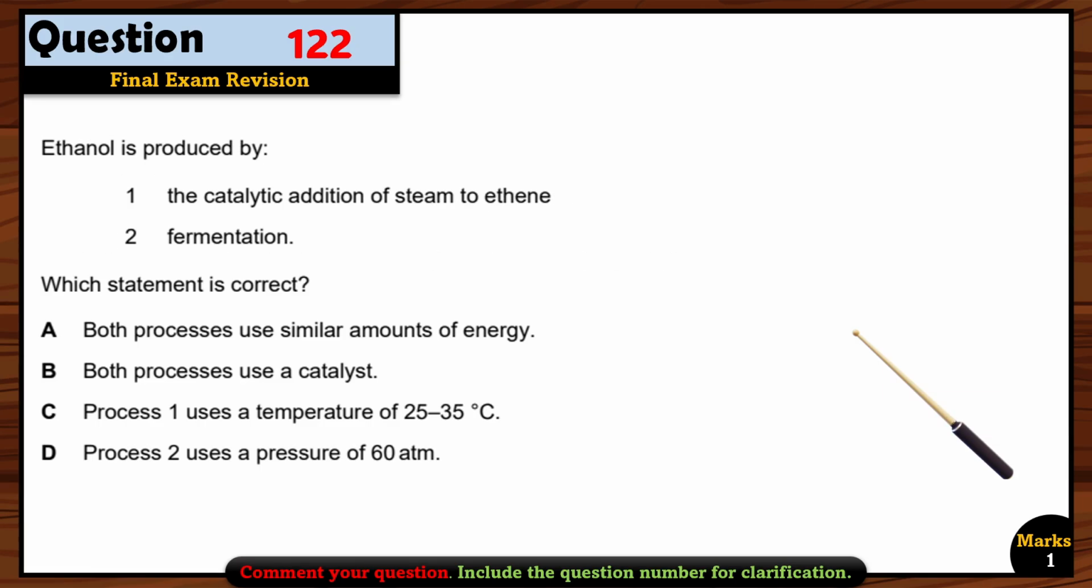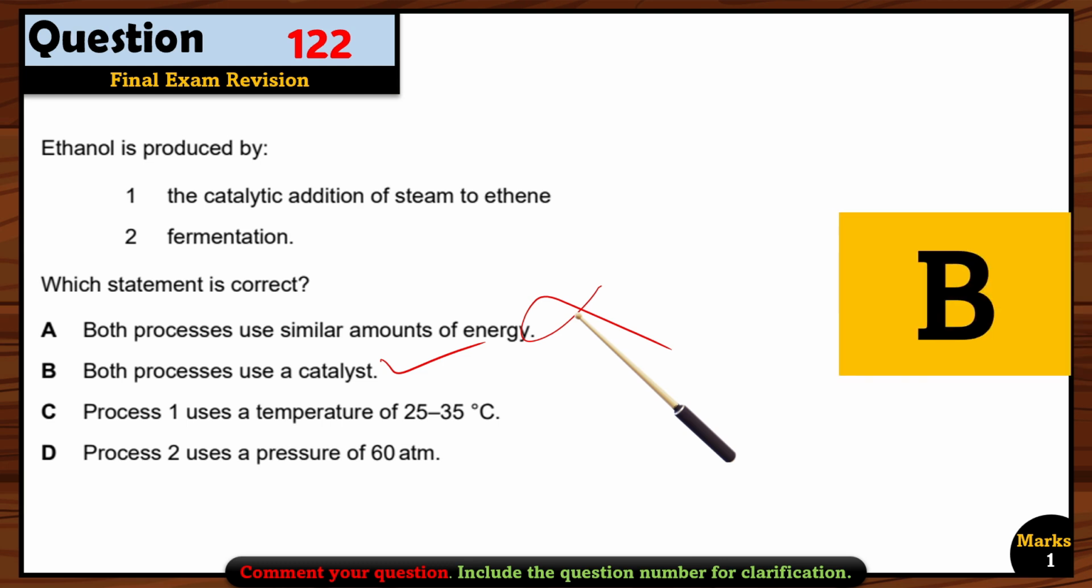Let's see question 122. Ethanol is produced by the catalytic addition of steam to ethene or by fermentation. Which statement is correct? Both processes use a similar amount of energy. Wrong. In the steam process, we have to use more energy. Both processes use a catalyst. That's right, because in catalytic addition of steam to ethene we use a catalyst, and in fermentation, the yeast enzymes are used as catalysts. So option B is the right option over here.